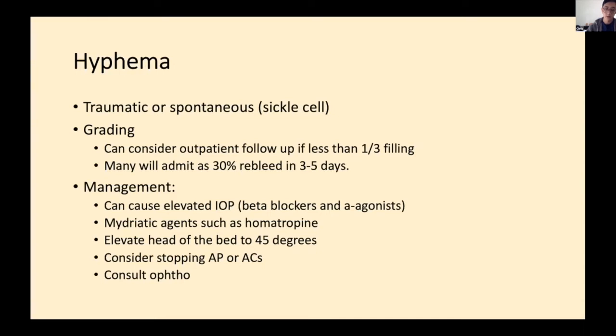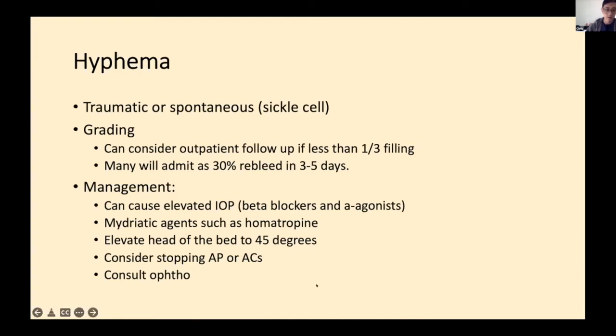So if intraocular pressure is not an issue, you can use mydriatic agents such as homatropine, and this will help. The pilocarpine will constrict the pupils. The homatropine will help dilate the pupils, and it's cycloplegic, and it'll help prevent the shearing of blood vessels caused by dilation and constriction of the pupil.